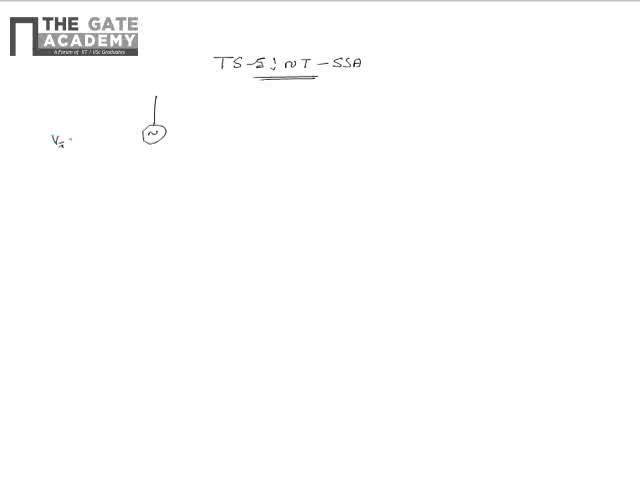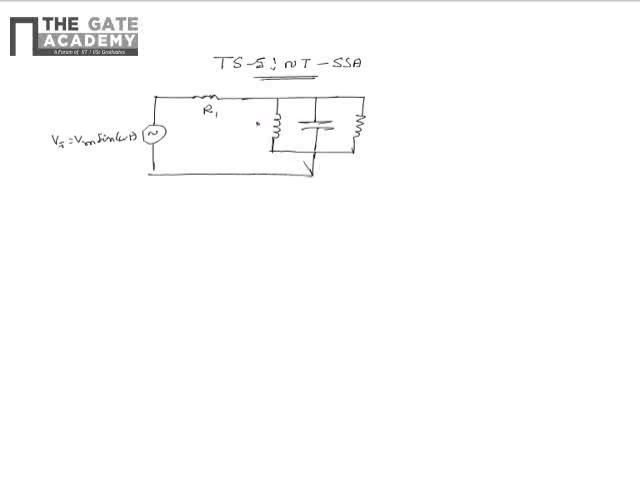It contains a source of Vi equal to Vm sin omega t, which is connected in series with a resistor of resistance R1. This combination is connected in series with a parallel combination of inductor, capacitor and resistor as shown. The inductor has a value of L, the capacitor has a value of C, and the resistor has a value of R2. Please note that this is a common data question.